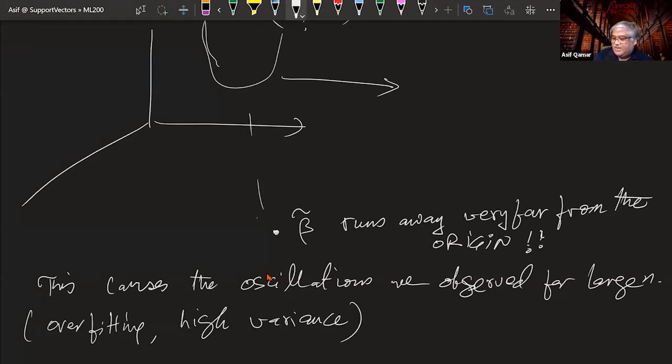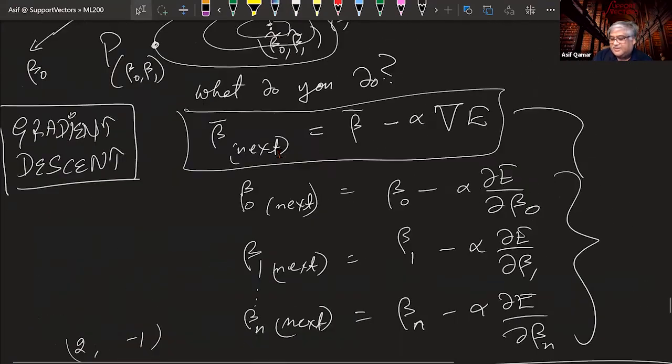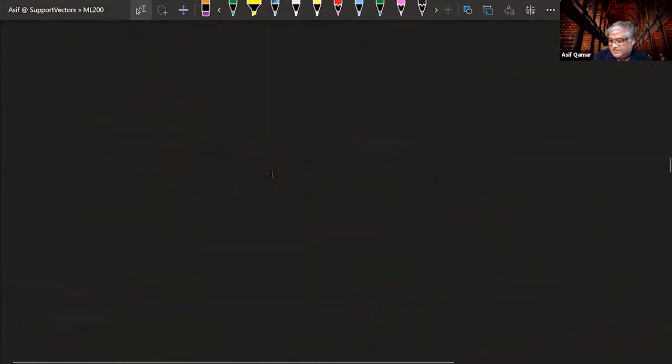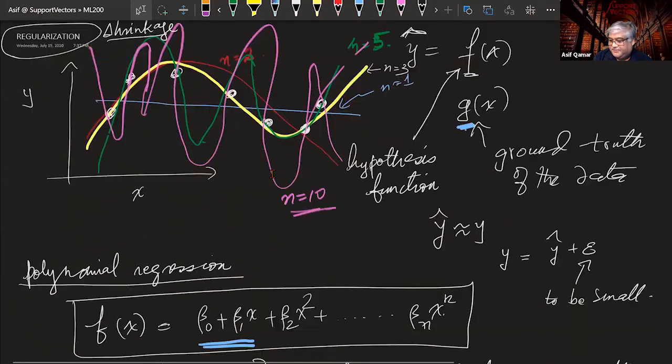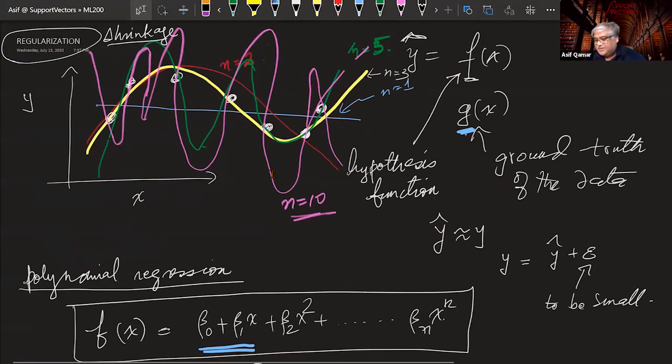So what does it mean? If you go and look at this curve, let's go back and look at this picture. What you will notice is that for the blue line, the betas are reasonably small, beta naught, beta 1.